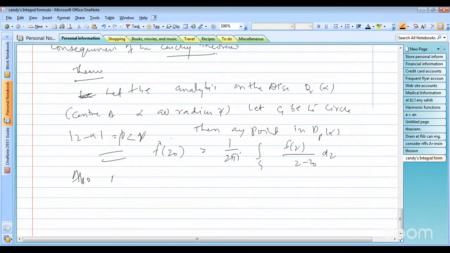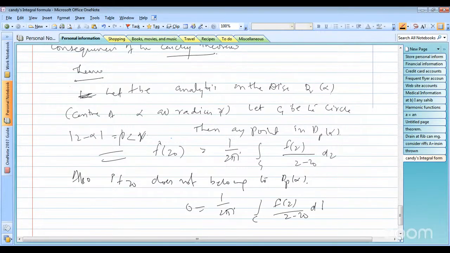Also, if z naught does not belong to D alpha, what is the condition? Then 0 is equal to 1 by 2 pi i, integral over C1 of f of z by (z minus z naught) dz, by the Cauchy theorem. So Cauchy's integral theorem and multiplication by a constant we also learn here. A characteristic feature of Cauchy's integral formula can be represented as Poisson integrals here. Then another theorem we have to learn here.